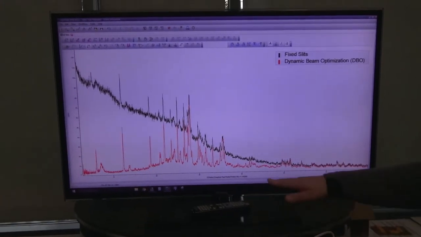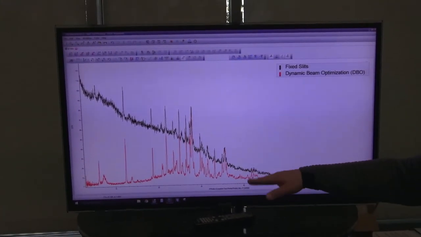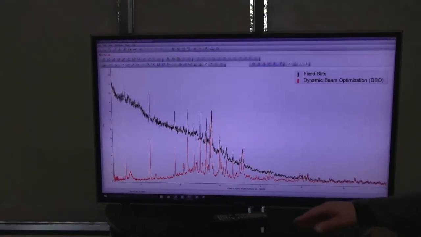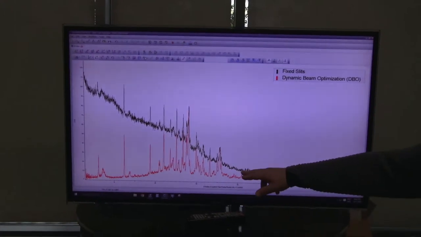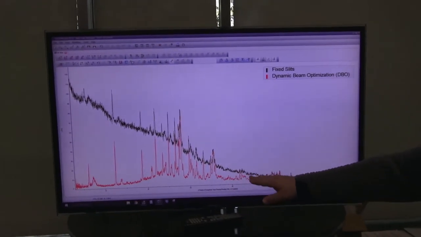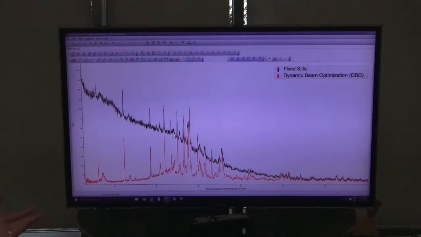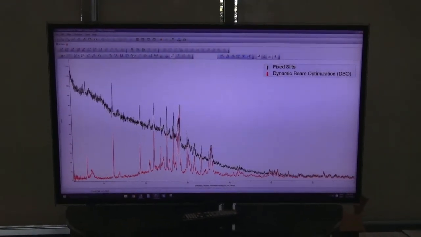So now I'm assuming that the red data has been collected much longer than the black data? No, so these are both 6-minute scans. Really? Yep, so identical scan times. I'm just really amazed at how the noise, especially at the higher angles, is much lower in that red data. It is, and that's because we have more X-rays hitting the sample out there at those higher angles.